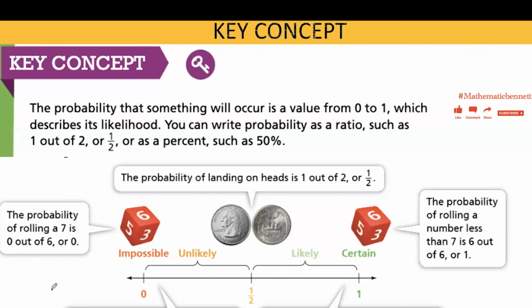Here we have our probability number line. If you notice, our probability starts from 0 and goes all the way to 1. If you get a probability of 0, it means that the likelihood of that occurring is impossible. If you get a probability of 1, the likelihood of that event happening is certain. If you get a probability of half or 50%, it's equally likely that the event would occur.